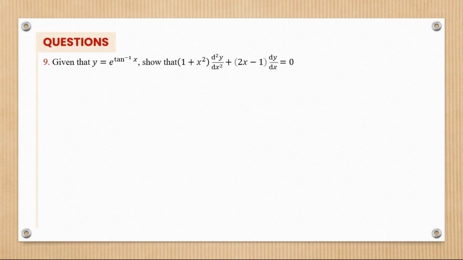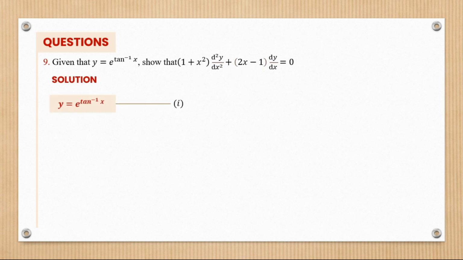Alright, so question number 9, we're being told that given that y is equal to e to the power tan inverse of x, show that (1 plus x squared) d squared y over dx squared plus (2x minus 1) dy/dx shall be equal to 0. So this is another proof question. Again, note that there is a second derivative involved, and we don't need to preserve the value of y. So this is going to be an easy one.